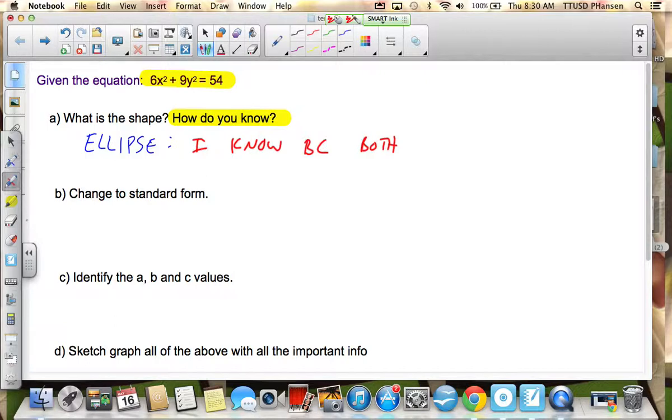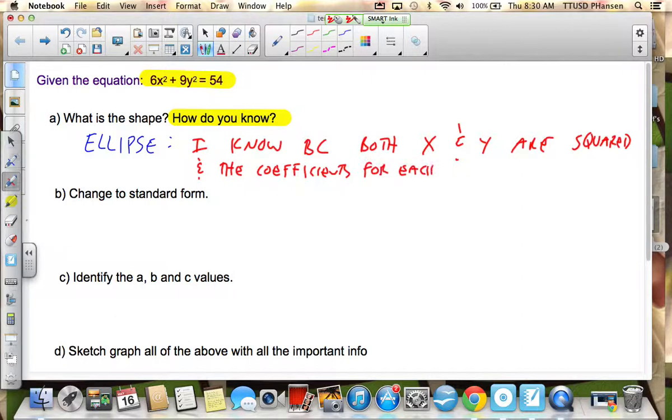I'm going to put it in the converse of that, I guess, because both x and y are squared rather than saying one of them's not squared. Or they're both second degrees. Good. Or second degree are squared. And if the coefficients were the same, it would be a circle. The coefficients for each are different, because if they were the same, they would be a circle.